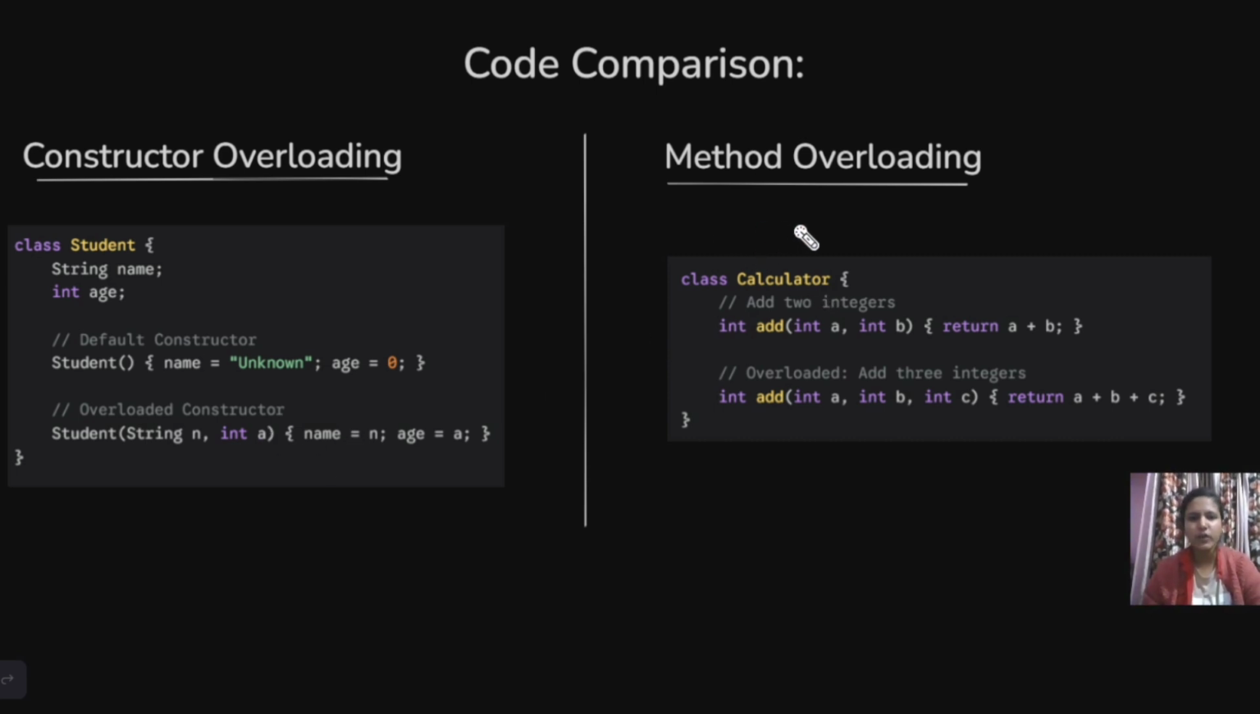And next is method overloading. In method overloading we create a class Calculator with an integer add method taking integer a and integer b. It takes two parameters. The second method has the same name, and its return type is also the same, but the parameters are different. So basically method overloading is where the method names are the same but the parameters change. So this is method overloading.